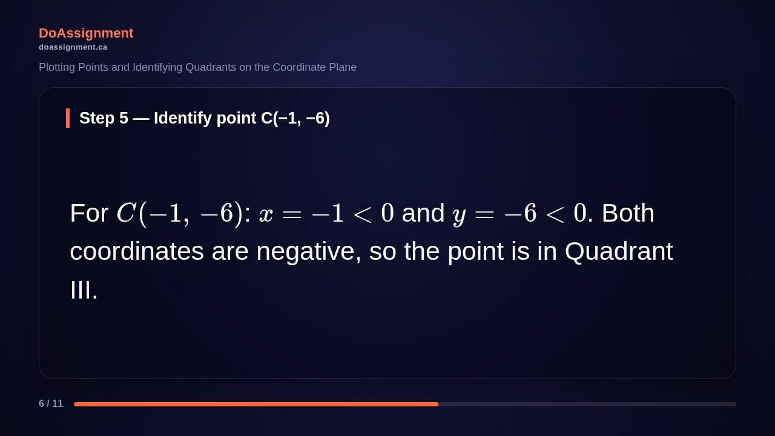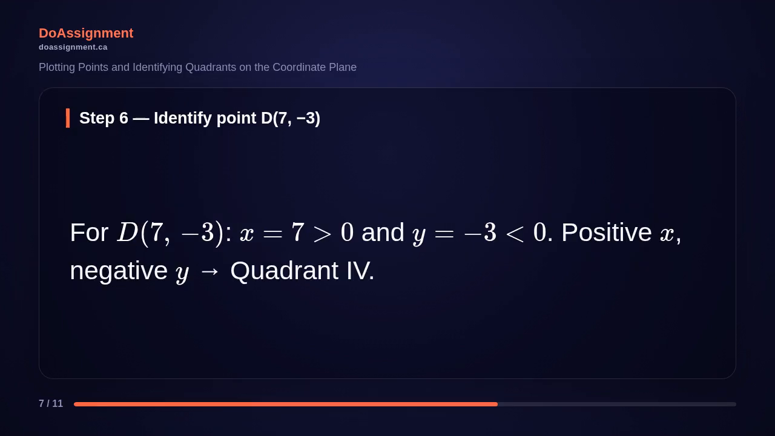Point C has coordinates -1 and -6. Both values are negative. Negative x and negative y place the point in Quadrant 3, the lower left region. Point D has a positive x value of 7 and a negative y value of -3. Positive x with negative y places the point in Quadrant 4, the lower right region.